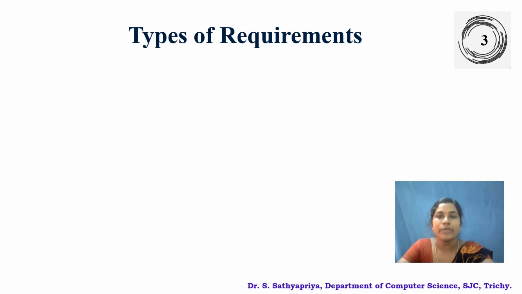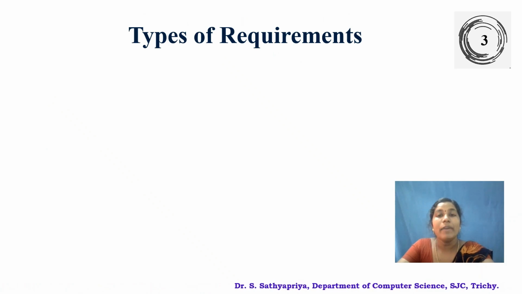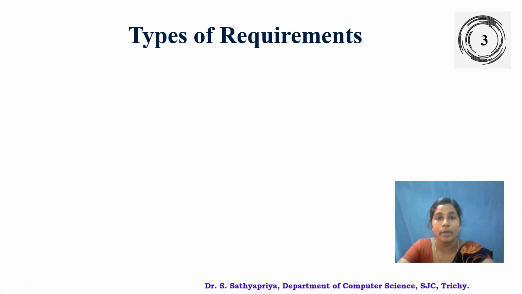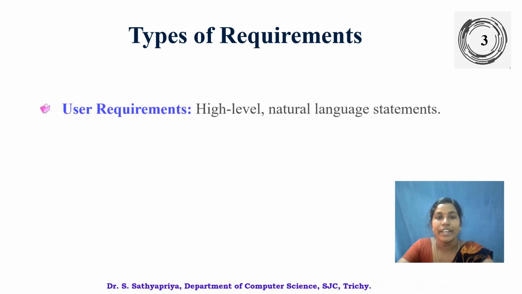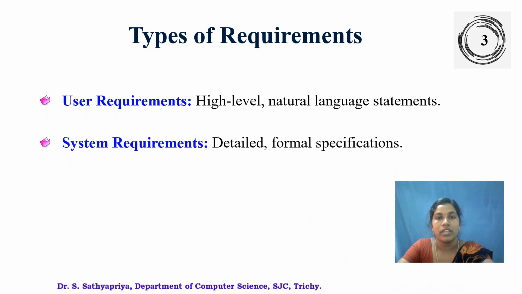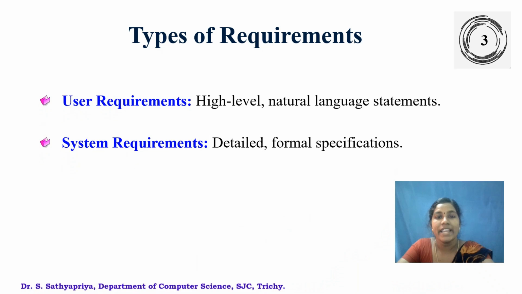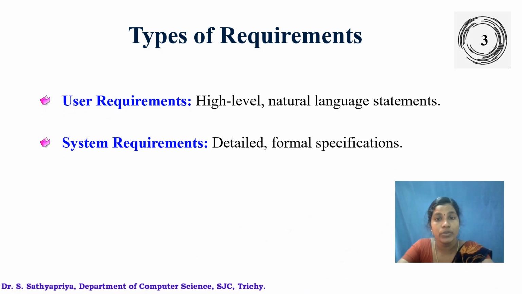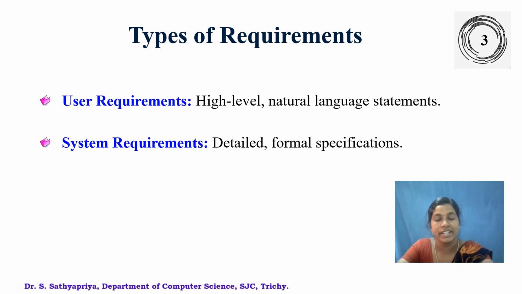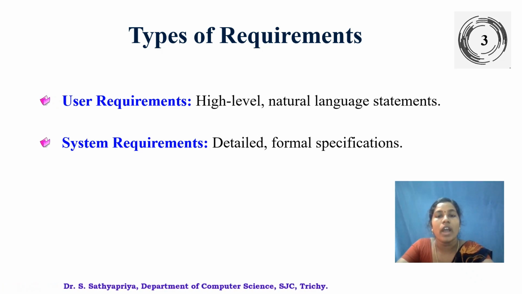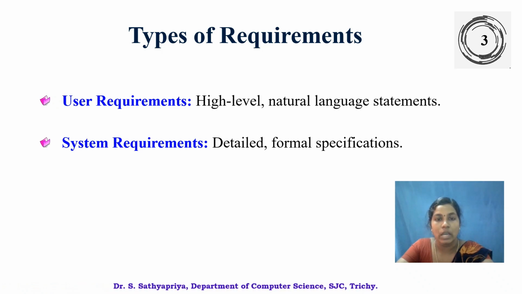Requirements can be classified based on their nature, which helps us understand their scope and purpose. Let's look at two main types of requirements: user requirements and system requirements. User requirements are high level descriptions of what users expect from the system. For example, a customer might say, I want an application to help me track my food order in real time. These requirements are often expressed in natural language.